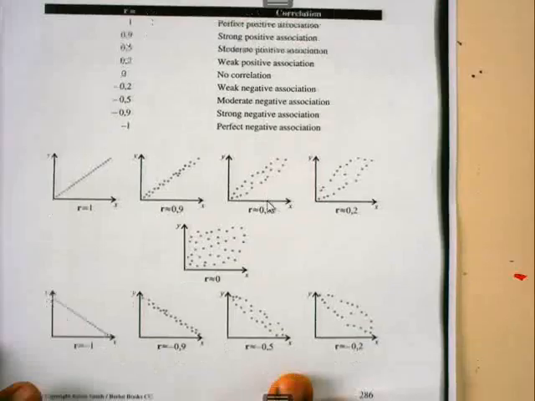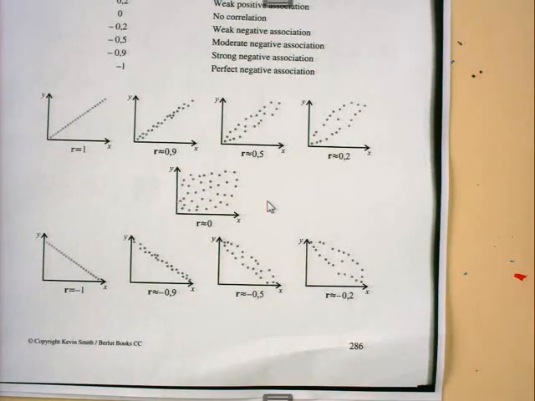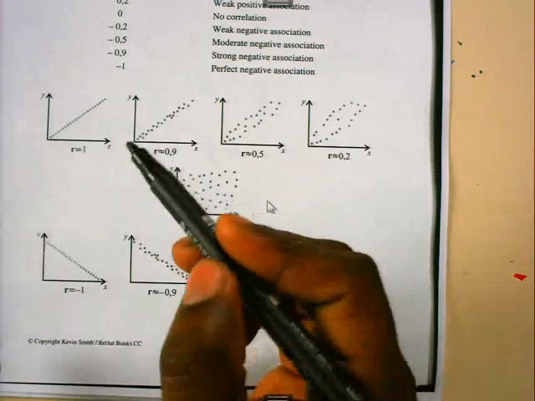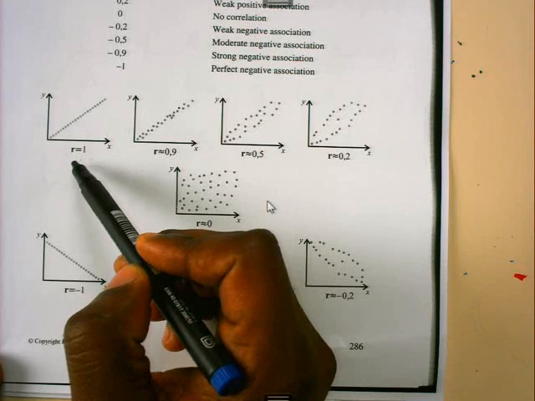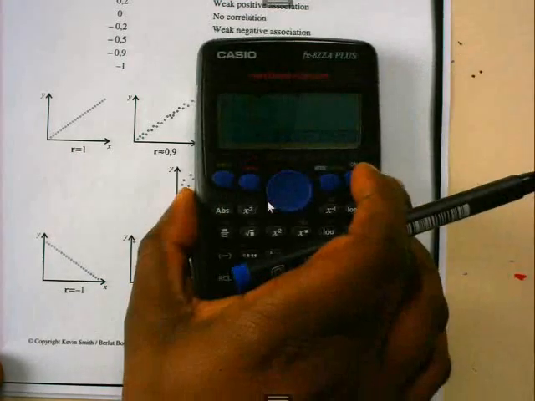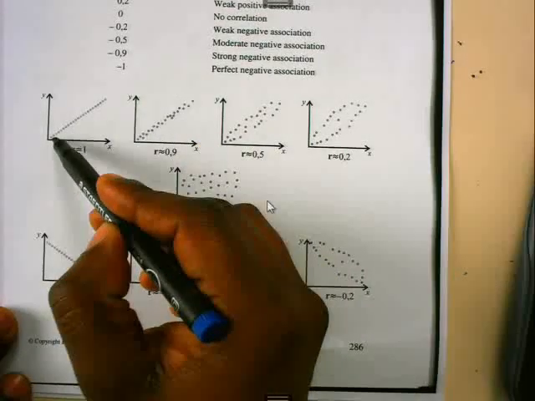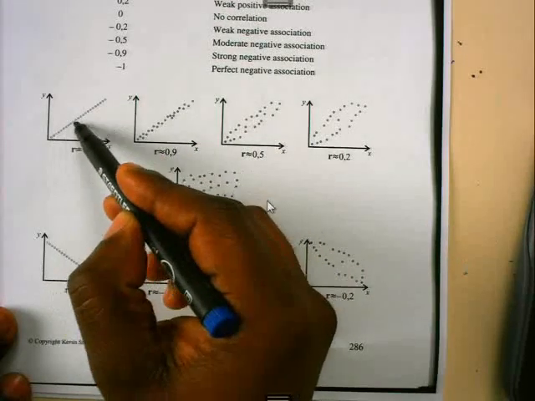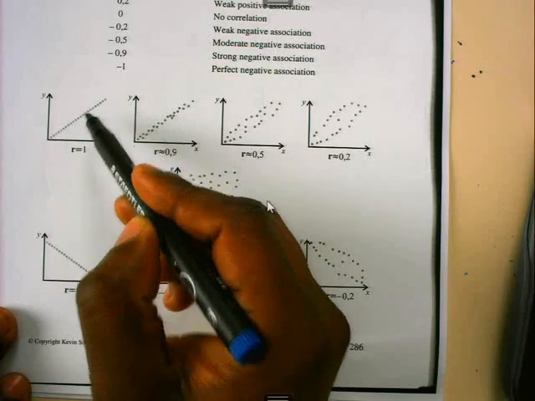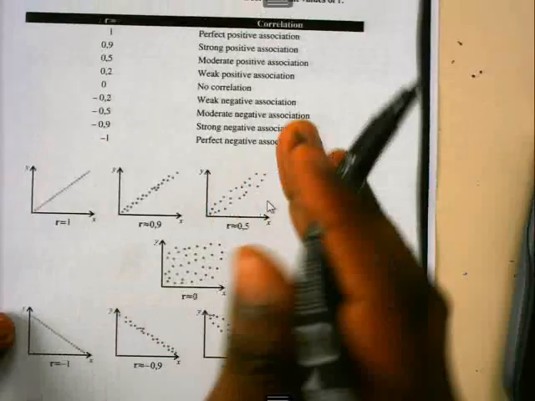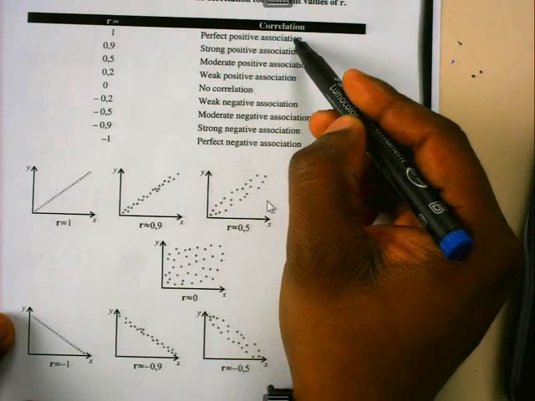Good. Let us look at this set of points. It's the scatter points. Look at them here. Can you see that in this case, R is giving us 1? On the calculator, when you press, R is equal to exactly 1. Look at how the points are arranged here. What does that mean? That means that we have a perfect positive association.